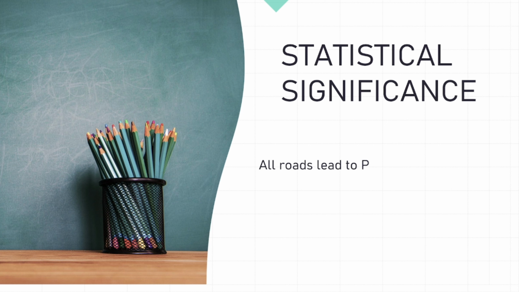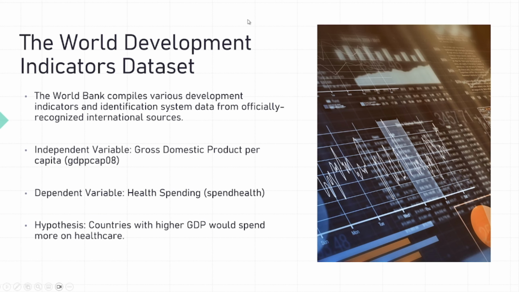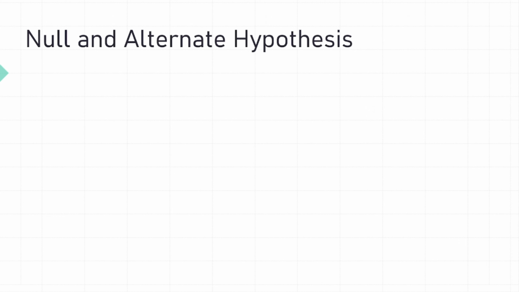In this video, we're going to stick to the same World Development Indicators data set. Our independent or explanatory variable is still gross domestic product per capita, and our dependent or outcome variable is still health spending. But the hypothesis that we formulated in lesson 1, that countries with higher GDP will spend more on healthcare, has changed a bit. So we have divided this hypothesis into a null and alternate hypothesis, and this is typically how the research process usually is.